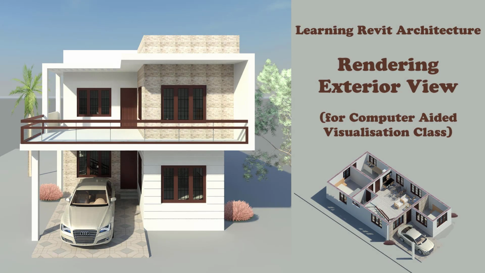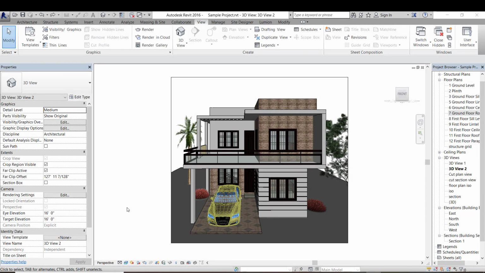Now that we have learned applying materials and setting up camera views, let's move on to rendering the views. In the bottom of the window next to the Visual Styles button we can see the sun icon, the shadow on or off icon and the render icon. Clicking on the sun icon opens the sun settings dialog.